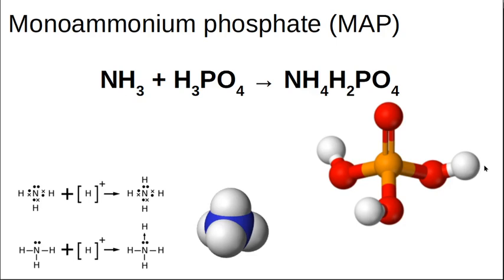Okay, if we take one of these off and we transfer it to ammonia, you get the ammonium ion. This one's the ammonium ion. So this ammonium ion goes with this phosphoric acid that has lost one hydrogen. It swaps the hydrogen over here, and you get this monoammonium phosphate. So there's one ammonium ion to this H2PO4 ion.